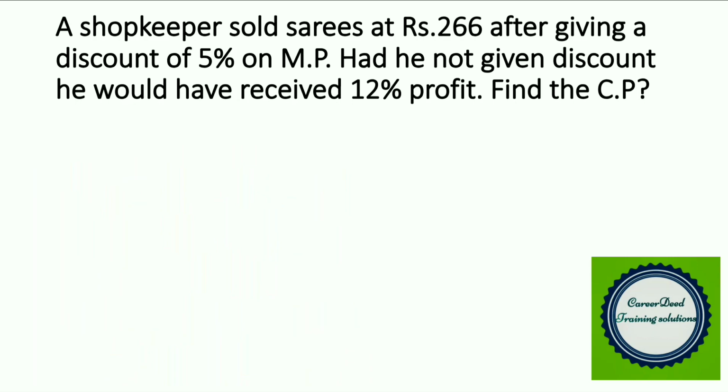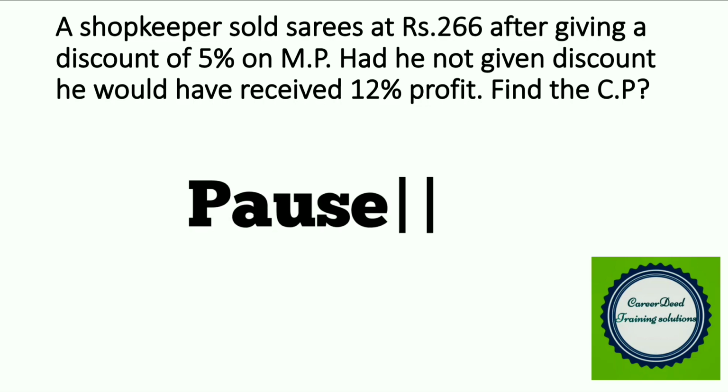A shopkeeper sold sarees at rupees 266 after giving a discount of 5% on the market price. Had he not given a discount, he would have received 12% profit. Find the cost price of the saree. Your time is 45 seconds. Pause the video, work, then play the video.